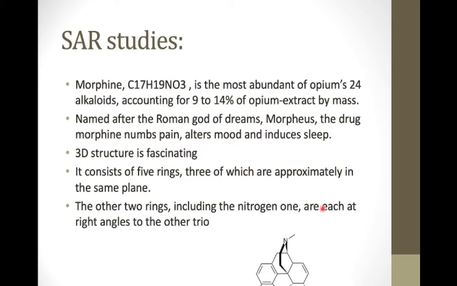If we take, for example, the example of morphine. Morphine is the most abundant of the opiates, of 24 alkaloids, accounting for around 9 to 14% of opium extract by mass. It was named after the Roman god of dreams known as Morpheus. The drug morphine numbs pain, alters mood and induces sleep. Now the structure is fascinating. Essentially it consists of 5 rings, of which approximately 3 are in the same plane, and the other 2 rings, including the nitrogen one, are each at right angles to the other.